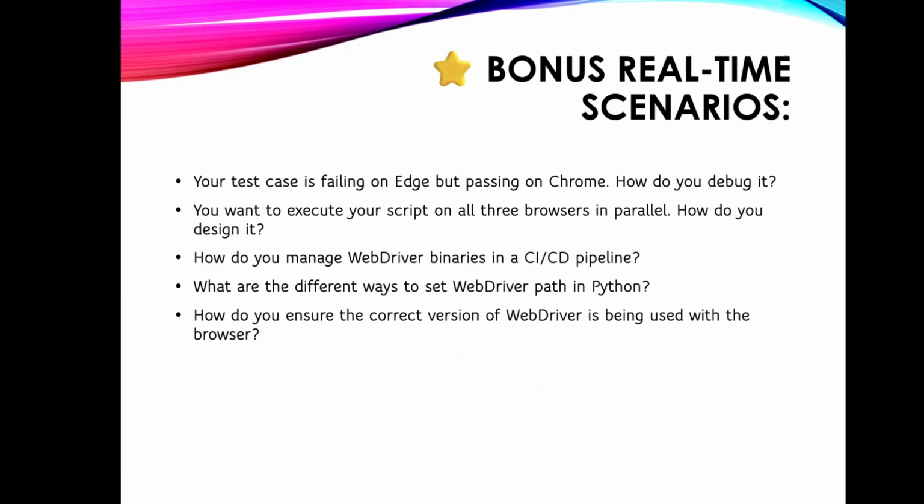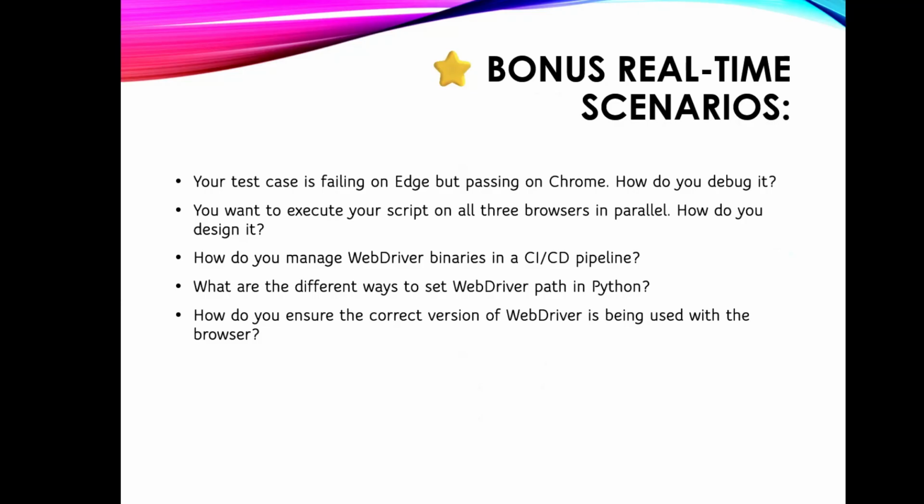Browser compatibility in the sense, you can check features like CSS selector or XPath, or whether any ID got changed or not. And you can also use some JavaScript executors to handle these kinds of things. Or else, you can apply some waits. If it is failing due to waits, you can add some more waits. You want to execute your script on all three browsers in parallel. How do you design it?